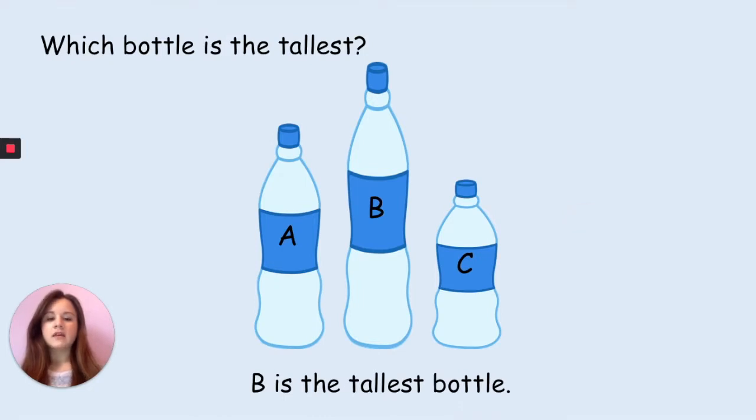And we know that bottle B is the tallest because it is going up the highest. Just like you can tell who's the tallest person when you stand next to each other. But also, to find out when something is the tallest or the longest, you need to put them at the bottom together. See? They start at the same place.